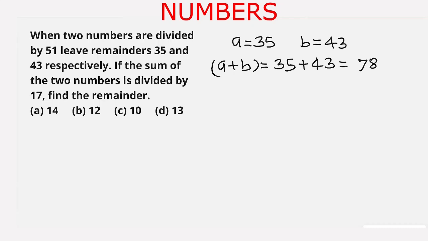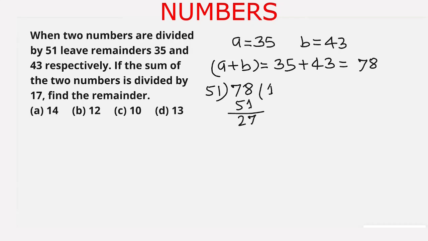Now 78 is greater than 51, so the remainder will be 78 divided by 51. 1 time 51 is 51, and 8 minus 1 is 7, and 7 minus 5 is 2. So the remainder will be 27 when it is divided by 51.